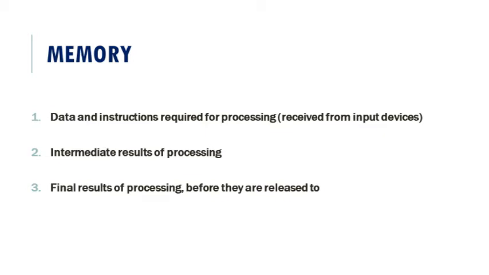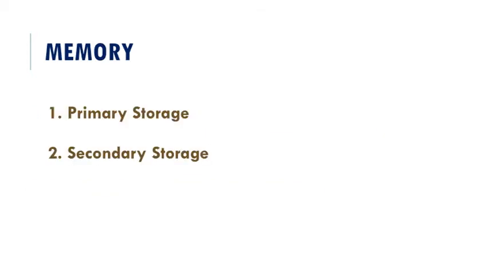The first one is the data and instructions required for processing, which are received from the input devices. Then the second one is the intermediate results of processing. And finally it holds the final results before they are released to the output devices. So these are the three major aspects regarding the storage or the memory. Then we have the two major categories of storage devices. The first one is the primary storage and the second one is the secondary storage.